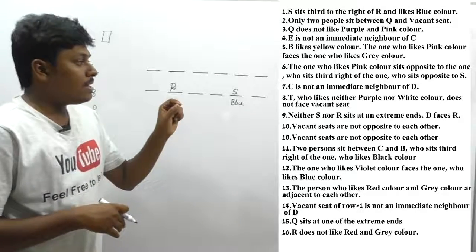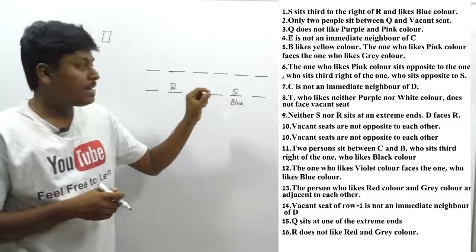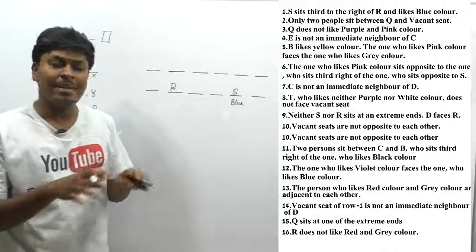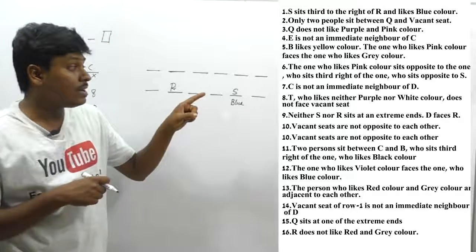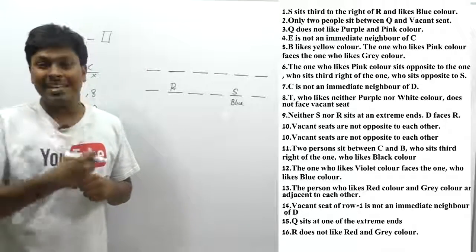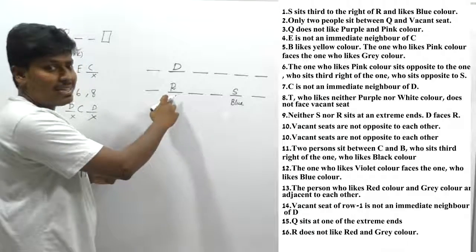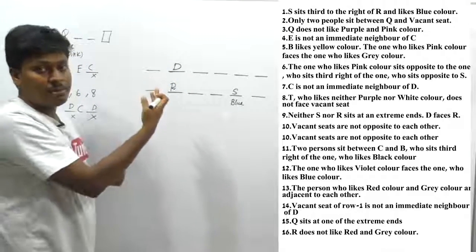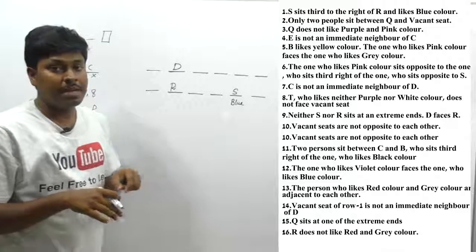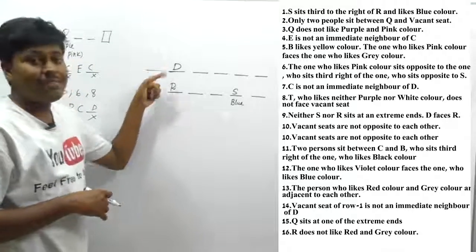And they have said that D faces R. Friends, look at point number 9. Neither S nor R sits at an extreme end. Now we have eliminated two conditions. Friends, listen carefully. They have said another line that D faces R. That means the person D is facing R. So I can say that definitely the person D should come here. Why? Because R is here. We know that the person D is in row number 1. So the person D faces R. So friends, in point number 9, we have eliminated two conditions and we have substituted where D faces R.